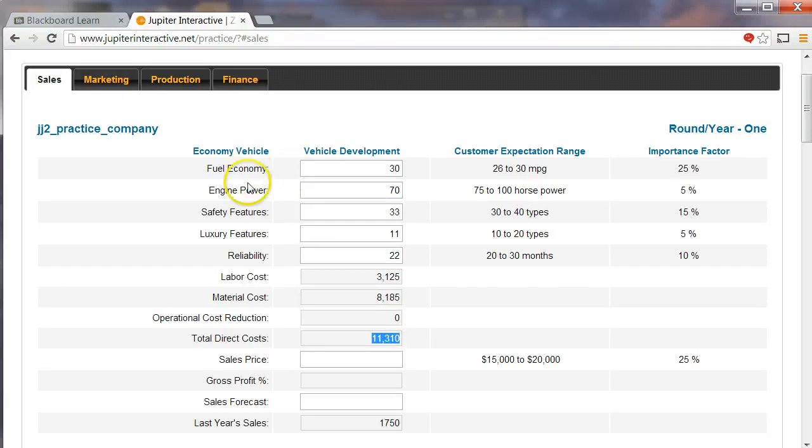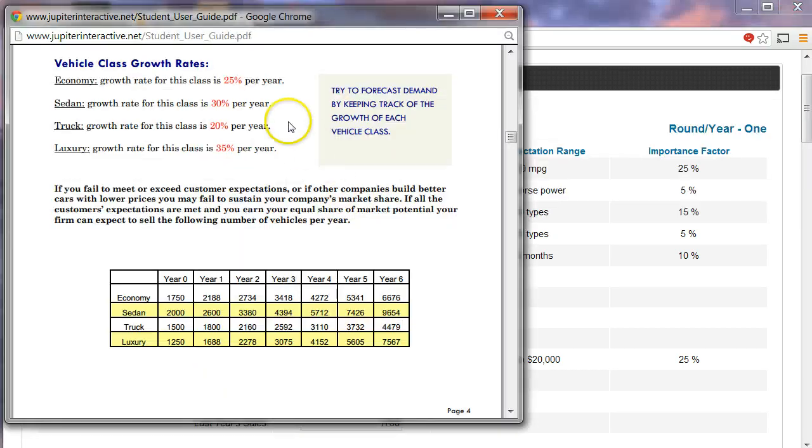So we have engine power, fuel economy, safety features, number of luxury features, and months of reliability, such as a warranty. My labor cost is $3,000, my material cost is $8,000, for a total build cost of $11,000. So I'm going to put a price on the car, and I'm going to need a 43% profit margin. I'll put a sales forecast in here, and then you'll say, well, how did you come up with the sales forecast? Well, let's see. The student user guide, yay!